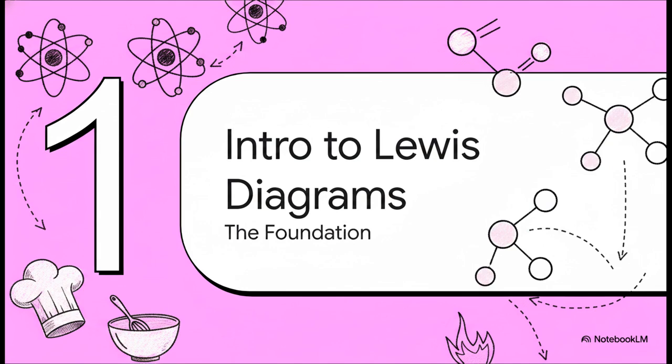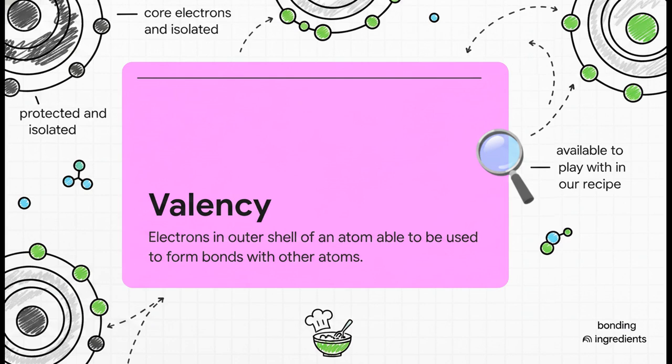Section 1. Intro to Lewis diagrams, the foundation. Before we can really start cooking up our molecules, we've got to understand our fundamental ingredients. And our absolute starting point for any chemical recipe is valency. Now, valency is basically defined as the number of electrons in the outer shell of an atom that are available to form bonds with other atoms.